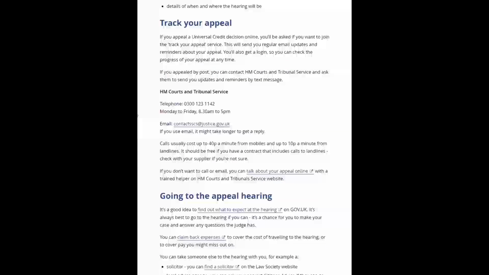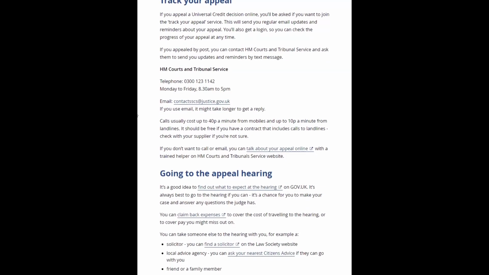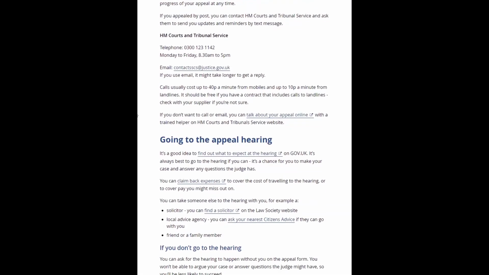Also give them a call or email. Calls usually cost 40p a minute from mobiles and 10p a minute from landlines. It should be free if you have contact. That includes calls to landlines. Check with your supplier if you're not sure.